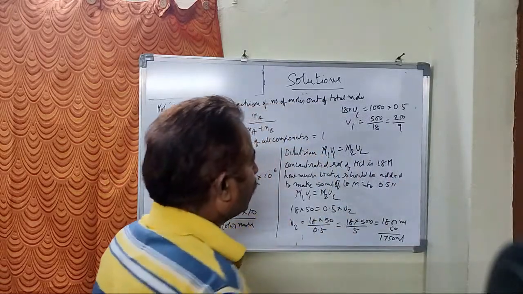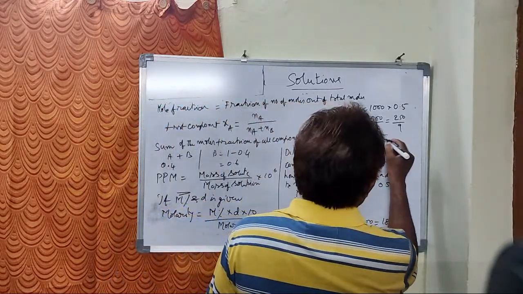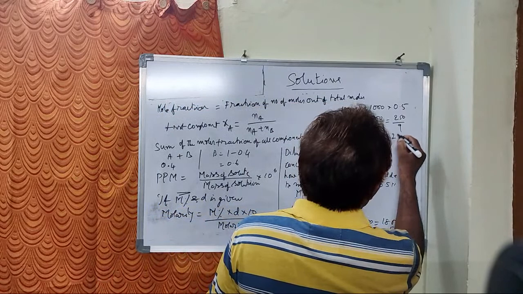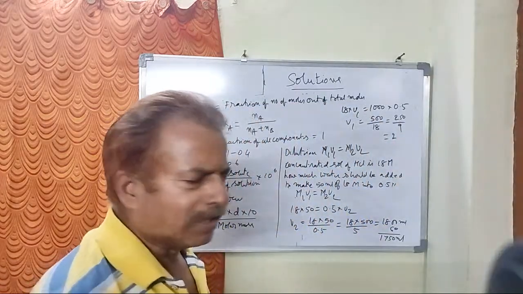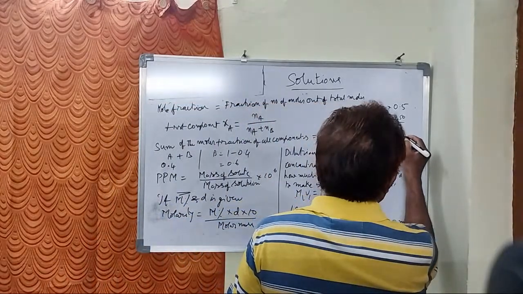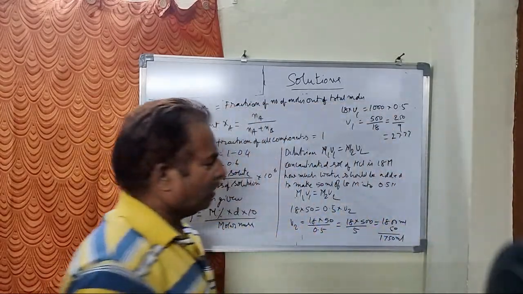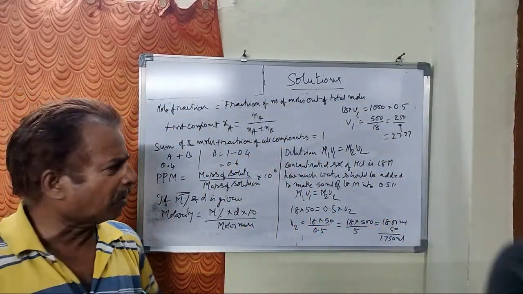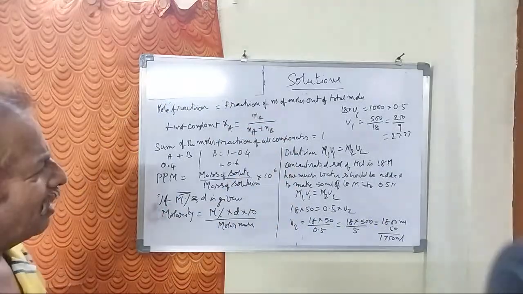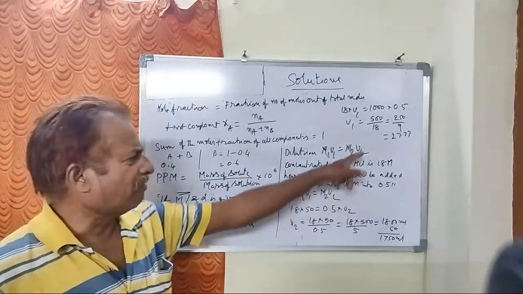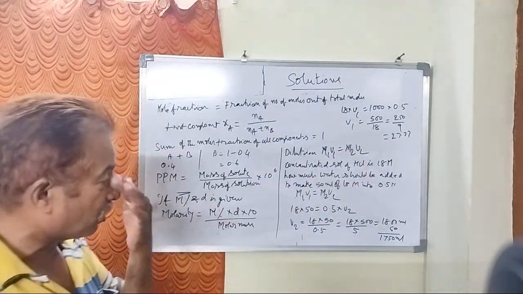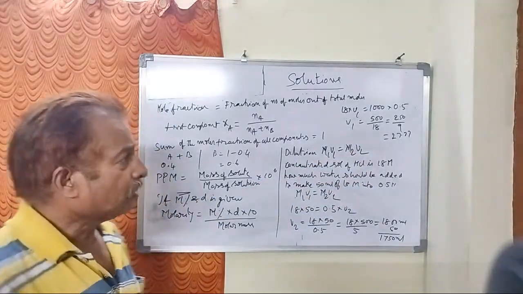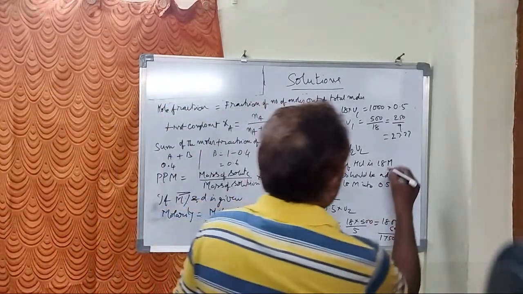250 by 9. 250 by 9 how much? This is 220 by 18, 70. 70 by 9. 7 times 27.77. So approximately 28 ml, 27 ml of concentrated hydrochloric acid should be taken, and of course it should be made up to 1000 ml.